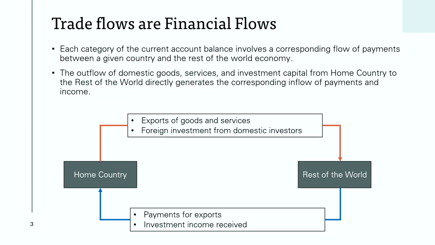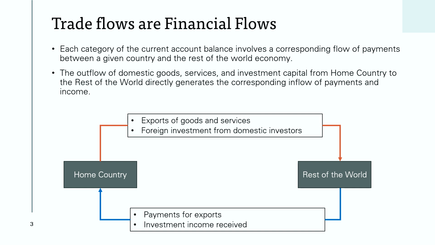All right, now let's talk about how trade and financial flows are connected. Suppose we have two groups, the home country and the rest of the world. When the home country exports goods and services, products flow outward to foreign countries. However, goods do not move alone. Foreign buyers must pay for those exports. As a result, exports generate an inflow of money back into the home country.